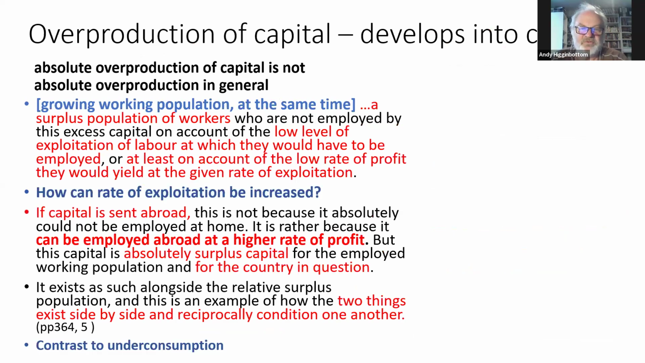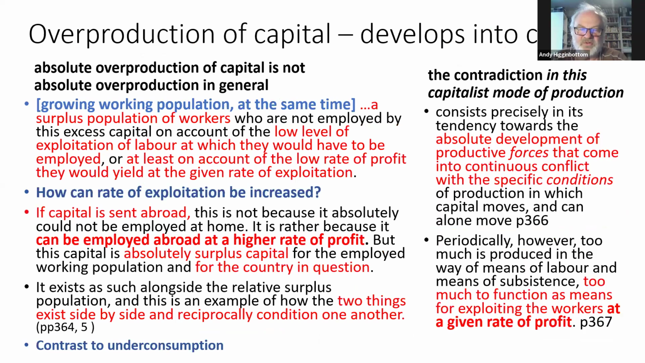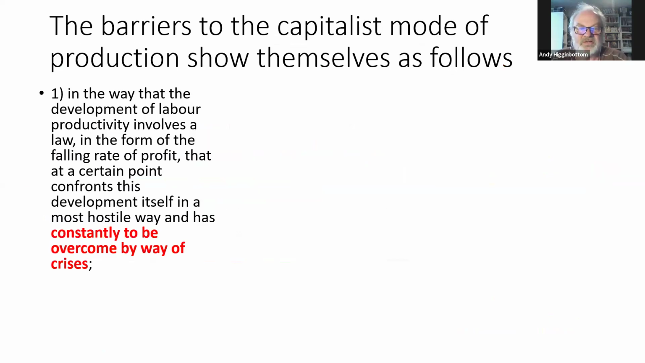So this is the overproduction of capital: there's too much capital with not enough profitable outlets of investment. So the question now is, how can the rate of exploitation be increased? How can labor be employed but at a higher rate of profit? This is what he's arguing, right? So this is a contradiction of the capitalist mode of production. It's not external to it. It is a contradiction of the capitalist mode of production.